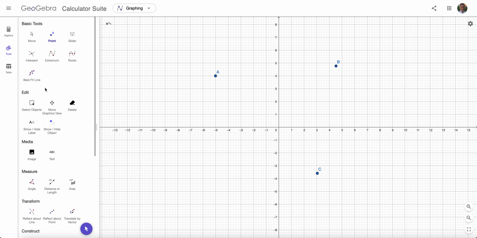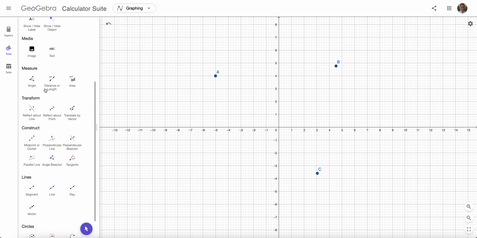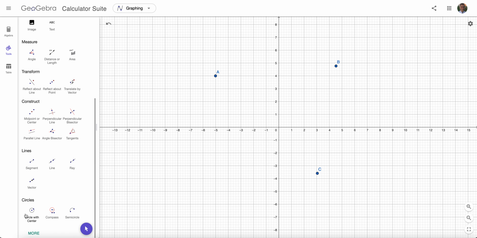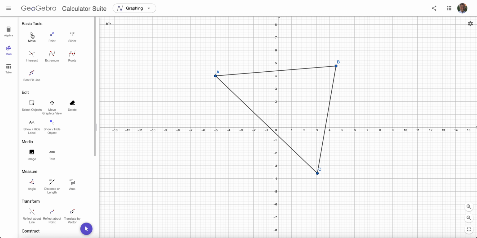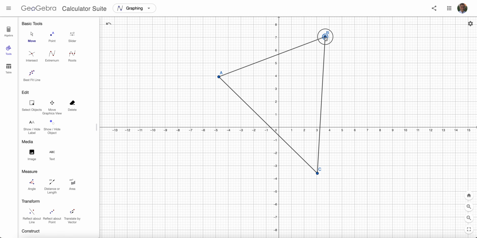I'm going to connect the points with segments. So I'm going to scroll down under the lines over here, and I'm going to choose Segment. I'm going to connect the points by choosing point A and point B. I'm going to do the same thing for B and C, and then go from C to A. So I've got a triangle here on my screen, and if I select Move under the basic tools, I can take any of these points and move them around and just move my triangle anywhere I would like it to go.